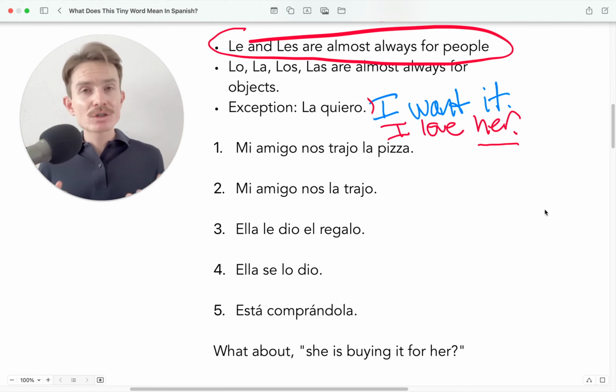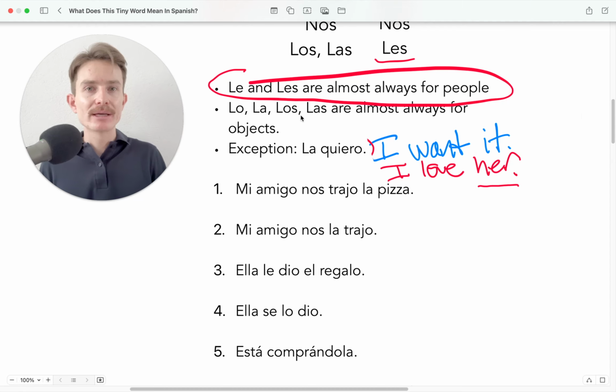However, most times in Spanish, we have longer sentences that are more complex, which is why I tell you the key thing to remember here is that le and les are almost always for people. That's very important to understand. Okay, so le and les almost always for people.